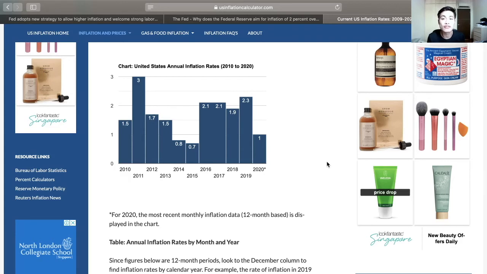If we take a look at the inflation rates in the years 2010 to 2019, we'll see that in 6 out of 10 years, the inflation rate in the US was below 2%. And in the years 2014 and 2015, the inflation rates were substantially below the 2% inflation target rate. Furthermore, if you take a look at the projected inflation rate for 2020, inflation is projected to be only at 1%. This falls short of the Fed's 2% inflation target rate.